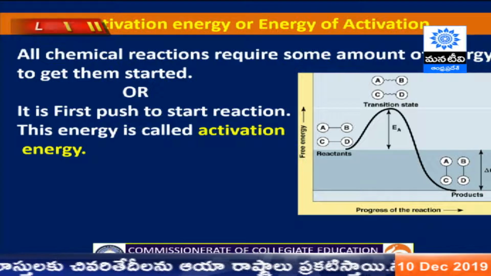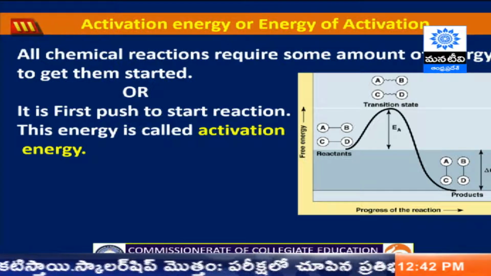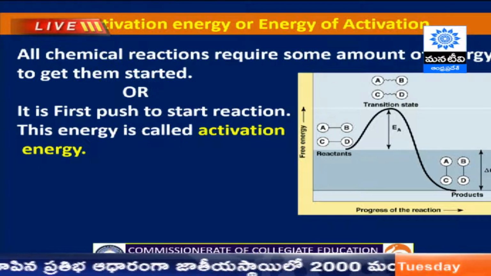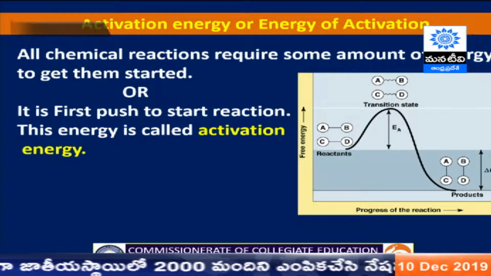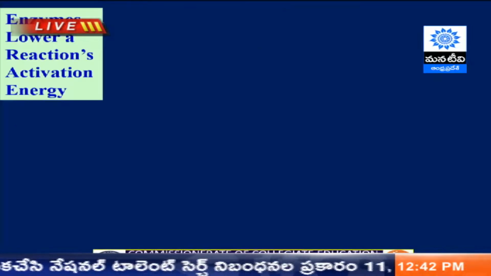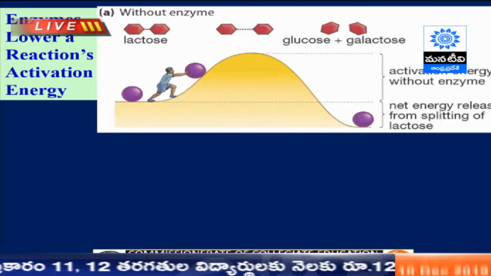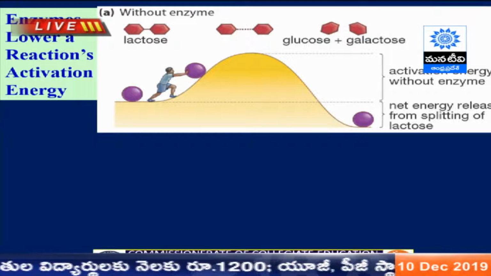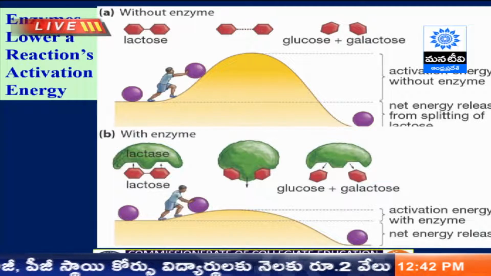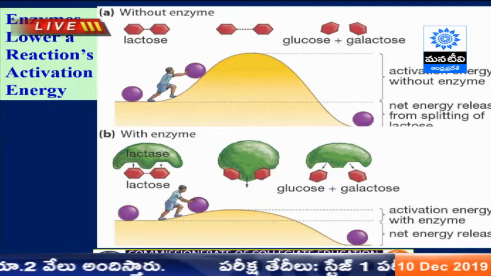We all know that all chemical reactions require some amount of energy. It is the first push to start the reaction, this energy is required, and this energy is called the activation energy. In this diagram, I am showing how the enzyme lowers the reaction's activation energy. So by combining with the substrate, before converting into the products, the enzyme molecule is also lowering the activation energy.